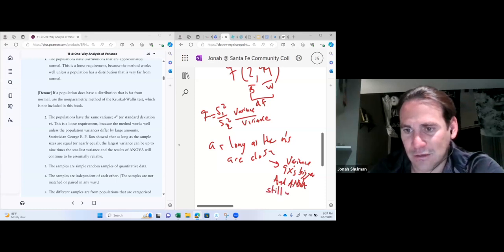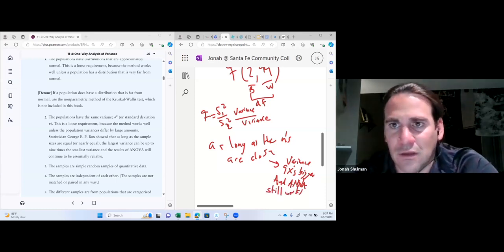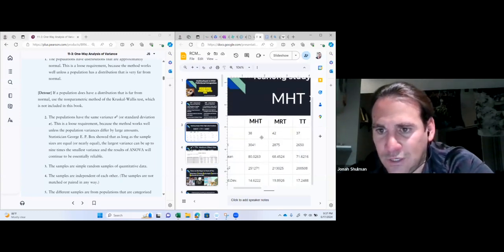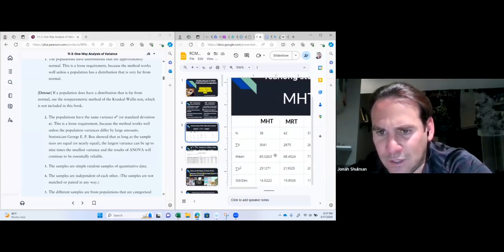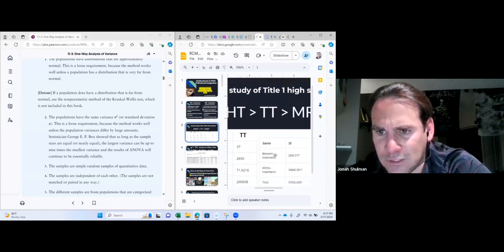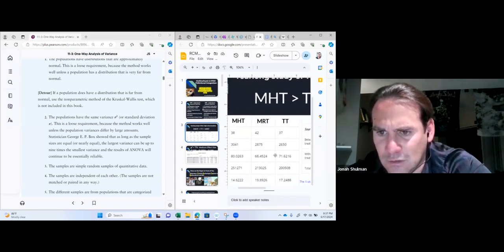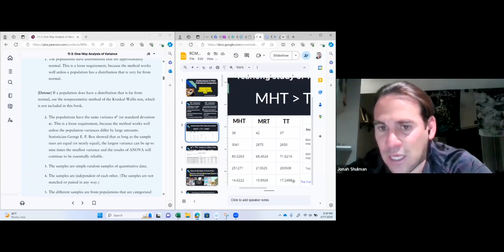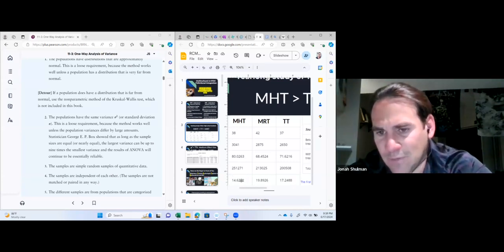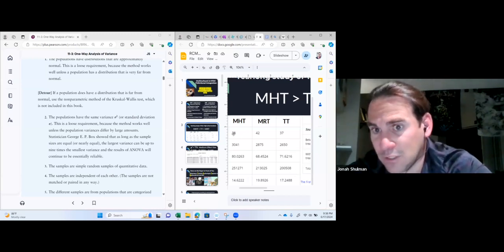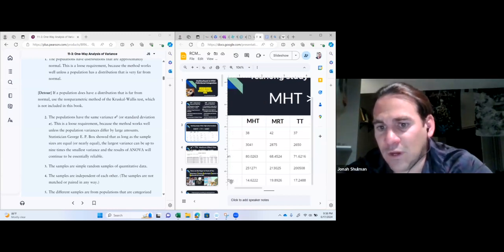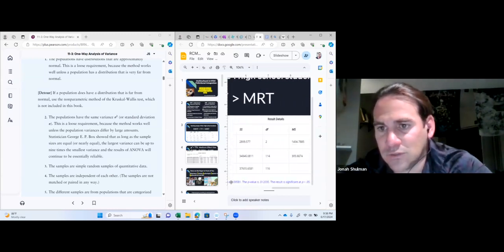I'll keep referencing back to my picture. If you look at my n's, 38, 42, 37. Let's look at our variances. Well, we can look at our standard deviations. If we square these, they're all pretty close, so it's not going to change anything. My ANOVA is still going to be the same. But they didn't have to be close, just because my n's are pretty close. Remember, n is the total, and variance is the standard deviation squared.